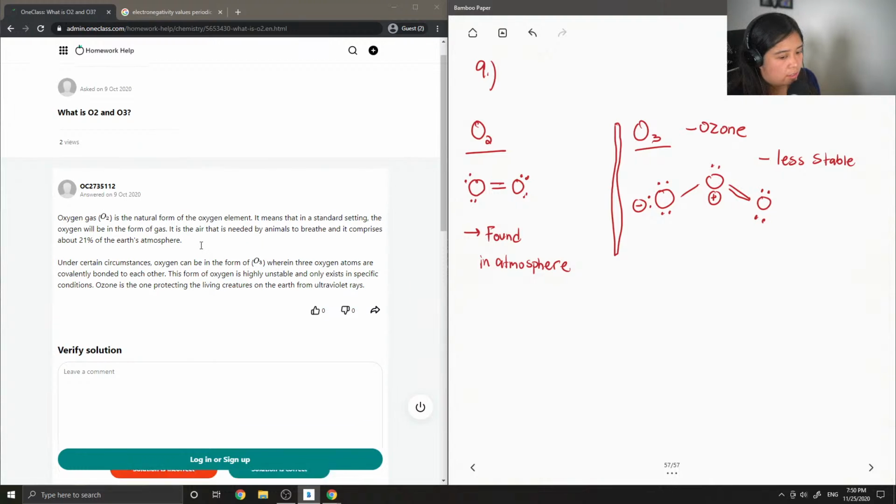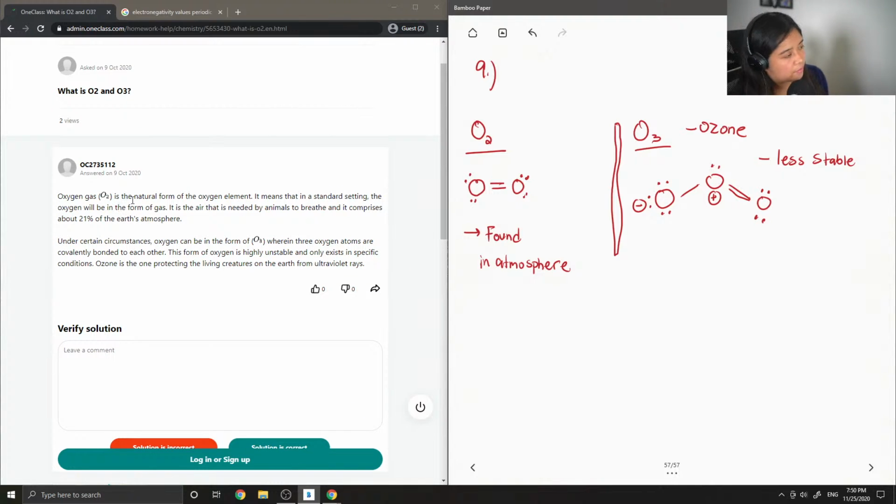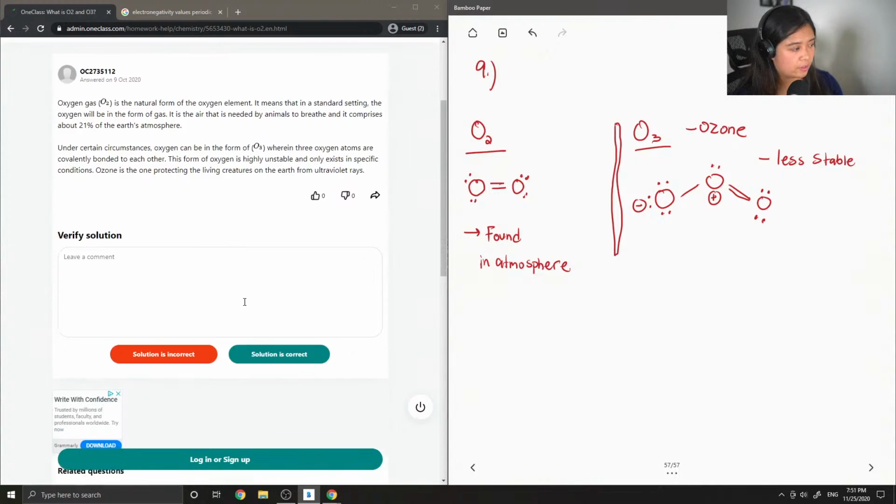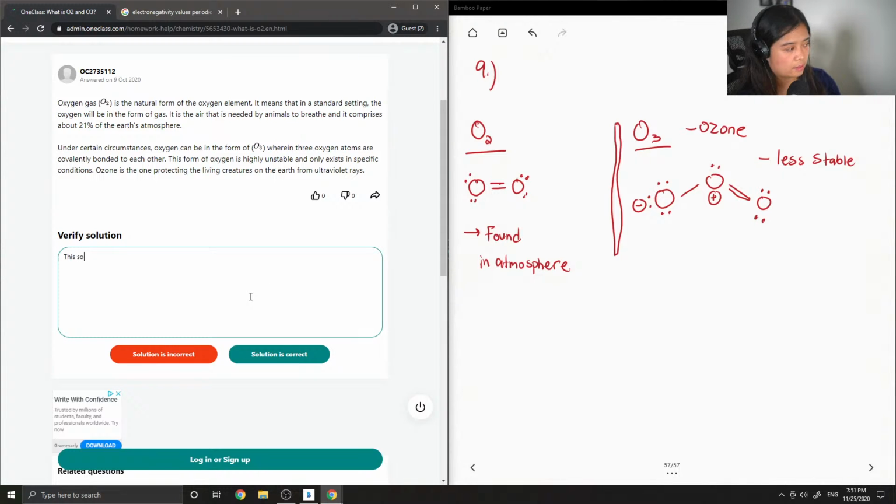Okay, so the junior tutor said oxygen gas is the natural form of the oxygen element. Means that in a standard setting, the oxygen will be in the form of gas. It is the air that is needed by animals to breathe, and it comprises about 21% of the Earth's atmosphere. Under certain circumstances, oxygen can be in the form of O3, wherein 3 oxygen atoms are covalently bonded to each other. This form of oxygen is highly unstable and only exists in specific conditions. Ozone is the one protecting the living creatures on the Earth from ultraviolet rays. Yep, so this solution is correct.